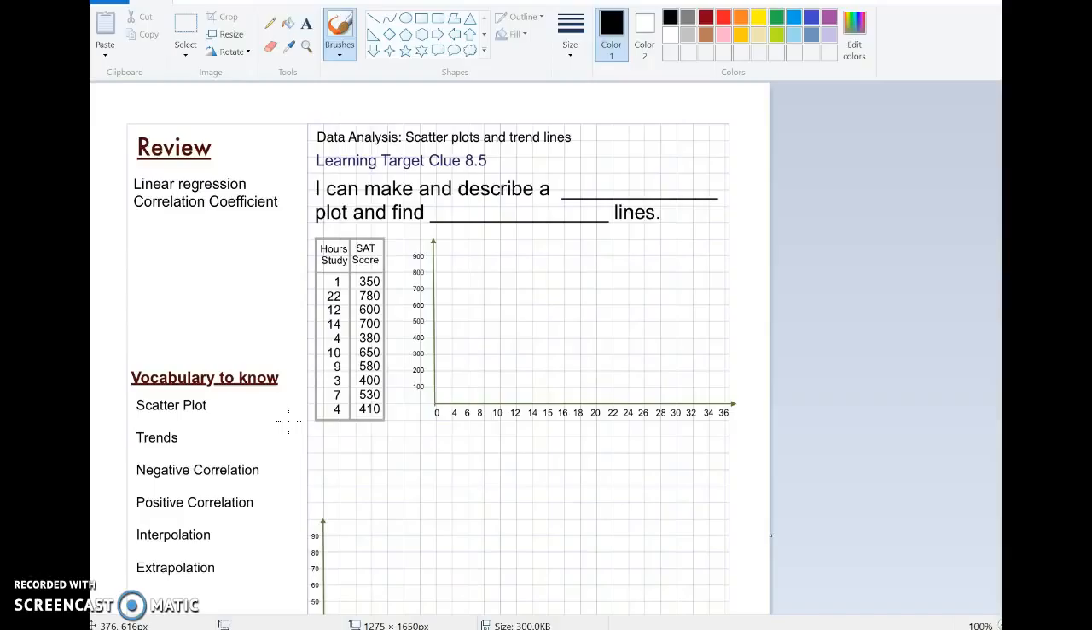So it's all about scatter plots and trend lines. Let's go ahead and start by filling in our learning target. I can make and describe a scatter plot. Make sure that you're writing this. And find trend lines.